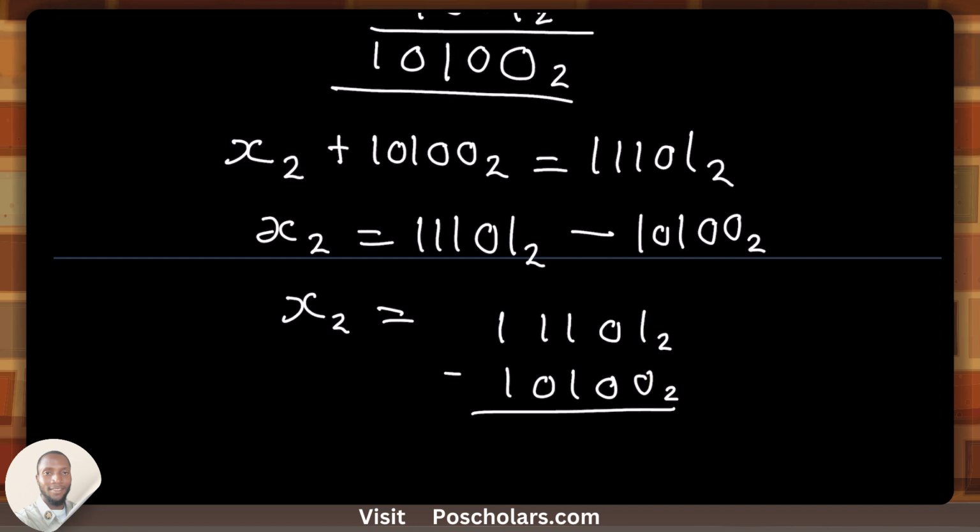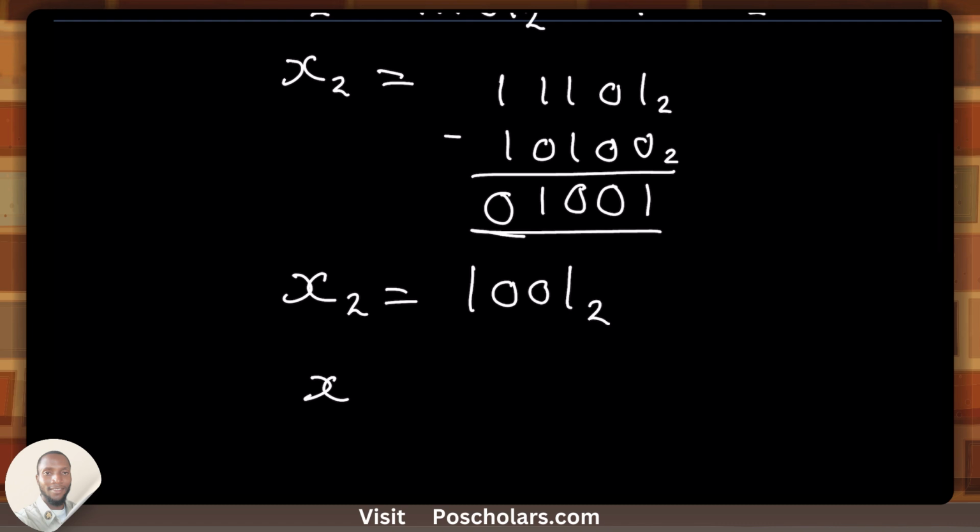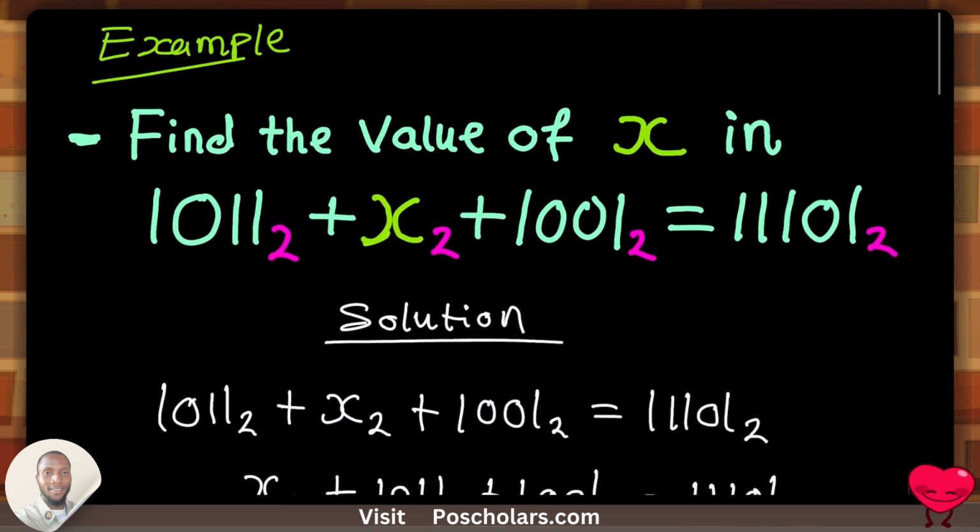So let's go. 1 minus 0 is 1, right? 0 minus 0 is 0, right? 1 minus 1 is 0. Then 1 minus 0 is 1, and 1 minus 1 is 0, right? So the final answer is x base 2 is equal to, take note, this 0 is insignificant. So the final answer is 1001 base 2. So therefore, since they both have the same base, we can say that x is equal to 1001. That's our final answer. I believe it is well understood.